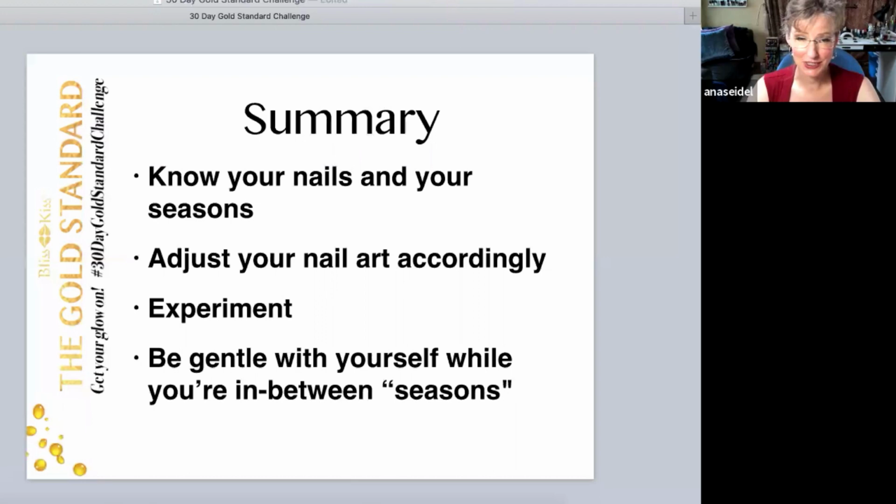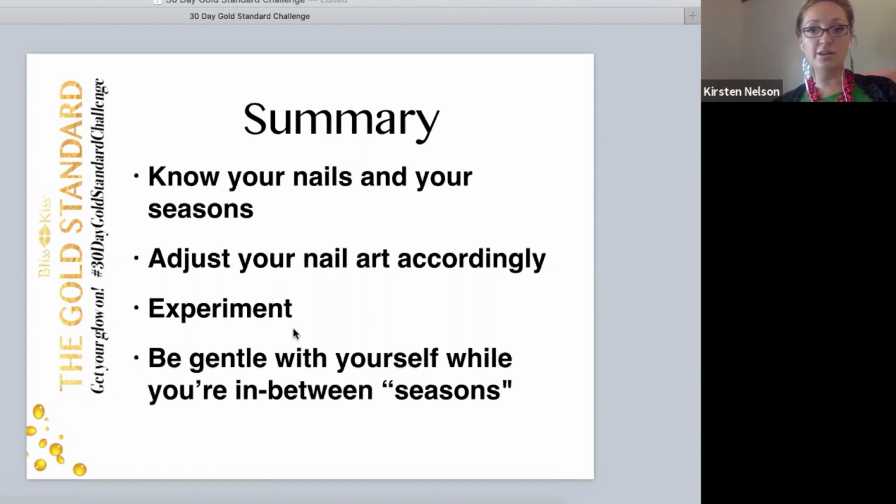I encourage you, when you post a nail break photo, to talk about what season you think you're in. Then we can discuss it and help troubleshoot a lot better when we know what season you're in. Once you know your season, you can adjust your nail art accordingly. And remember, one of the most important things is to be curious and experiment. Let it be okay if you need to switch things up and try a different style or routine. Like we talked about last week, the only constant in life is change.